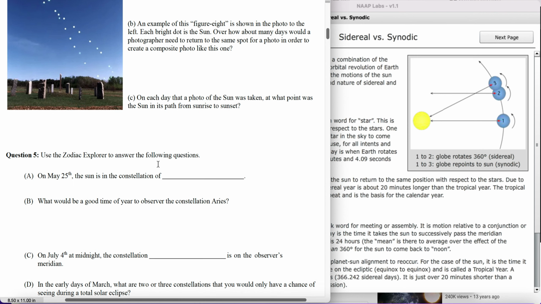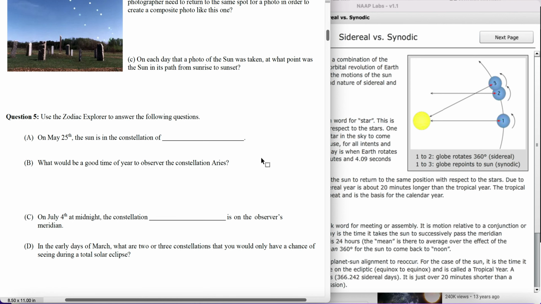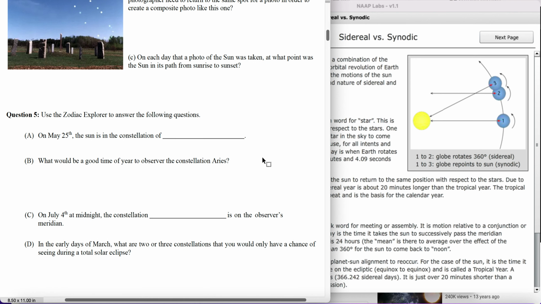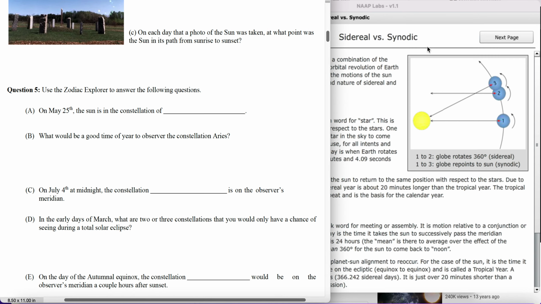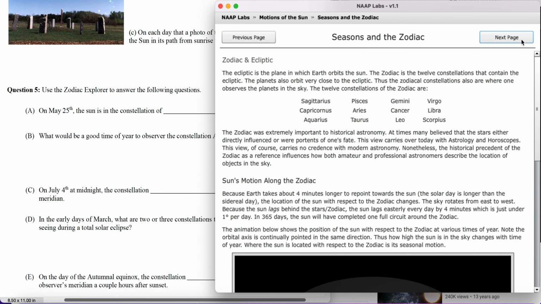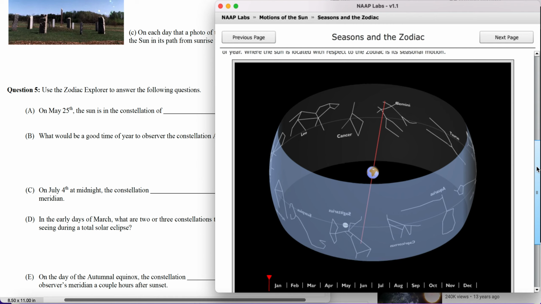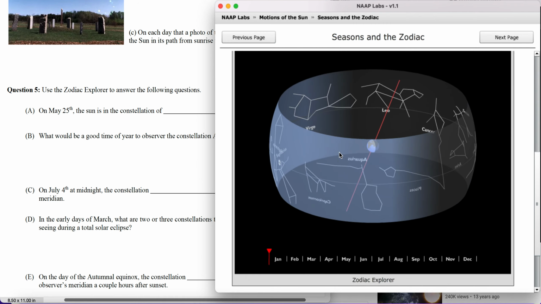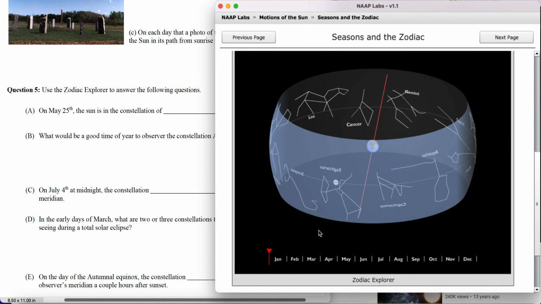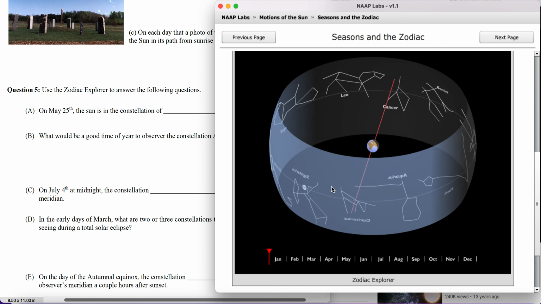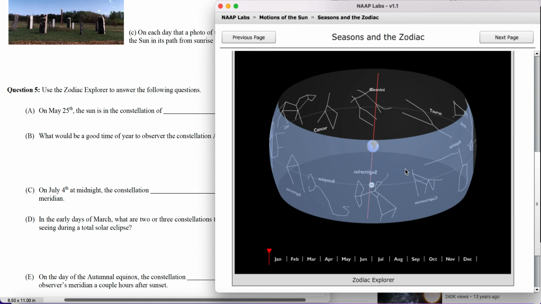So I mentioned the Zodiac Explorer a couple of times. Question 5 is the question I hinted at, which is the one that gets into some specific questions. Now, these questions are similar to the original version of the student handout. I did make some small changes to them, but you can see they all revolve around using this little tool here in terms of changing our view and looking at what stars are going to be obscured by the sun and which stars are going to be visible.